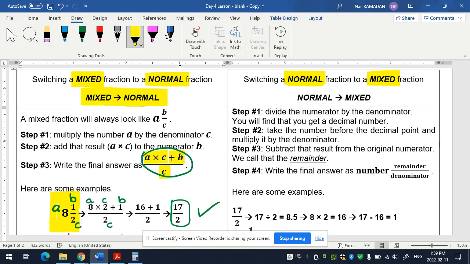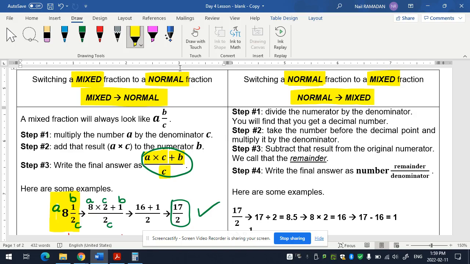And by the way, listen up, you might ask, what's the importance of knowing this? Why can't we just deal with one way? Why can't we always go from mixed to normal? Why do we need to know how to go from normal to mixed? Actually, normal to mixed is more relevant to real life than the other way, and I'm going to show you why.